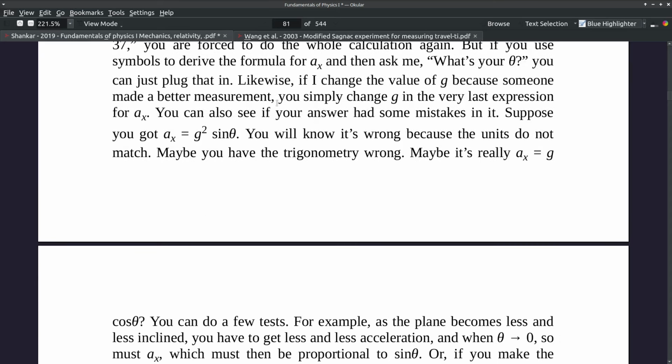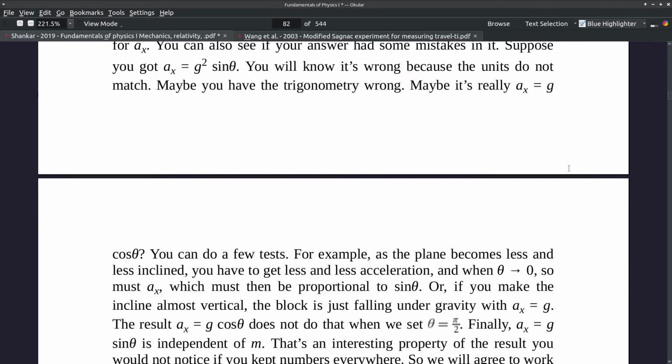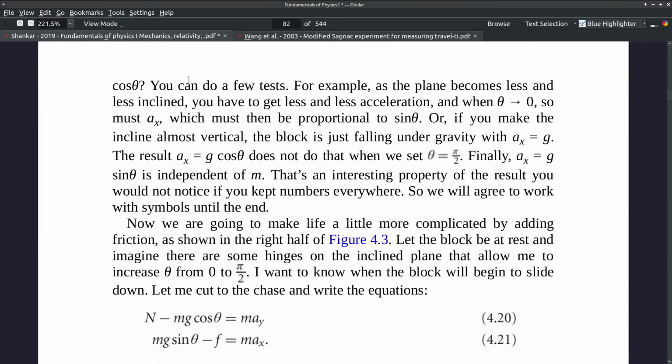You can also see if your answer had some mistakes in it. Suppose you got a of x equals g squared sine theta. You will know it's wrong because the units do not match. Maybe you have the trigonometry wrong. Maybe it's really a of x equals g cosine theta.